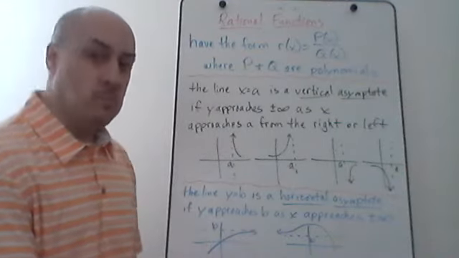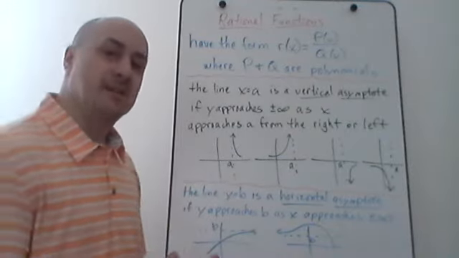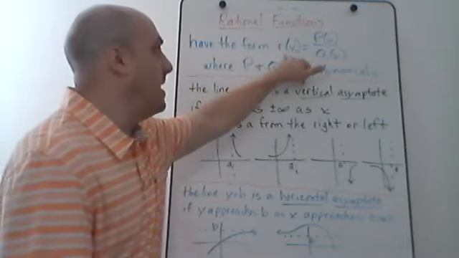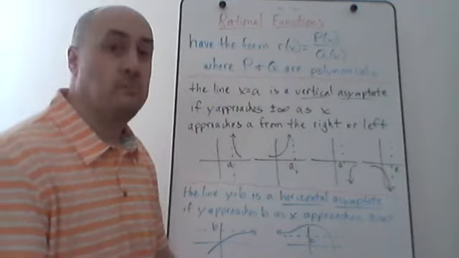If you know what a rational number is, it's a number that can be written as a fraction. So a rational function has the same kind of definition. Right? A rational function has the form r of x equals p of x over q of x, where p and q are both polynomials.